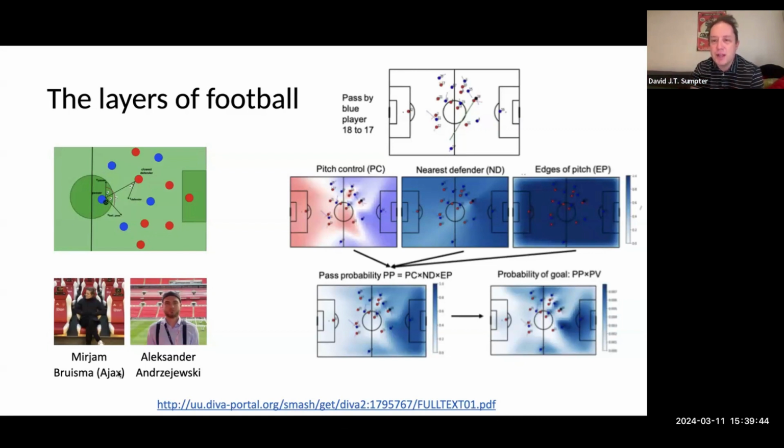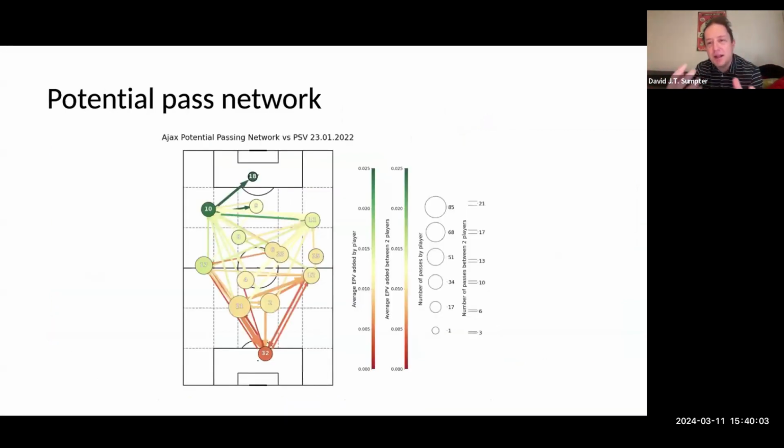We also have something we call the edges of the pitch model, which tells you it's just difficult to make very long passes near to the edge of the pitch. So we build up those kinds of layers of understanding. And when we put them all together, we can find out the probability of a pass being successful. This allows us to build what we call a potential passing network, which, over a match, says who was available for various passing situations.